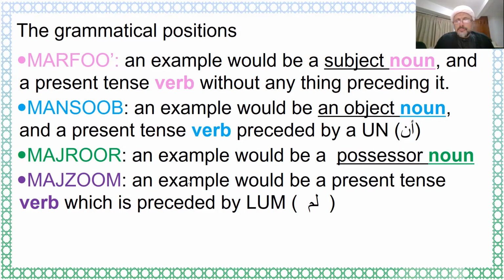Then we have majzoom. We don't have any noun majzoom. We have only verb majzoom. And that majzoom happens when we have a present tense, like yaktubu, and we have lam before it. Lam yaktub. Sukun. Majzoom, the obvious sign is sukun. We took that yesterday in our session, and then we continued.